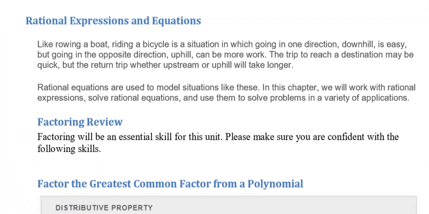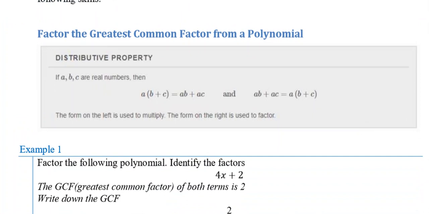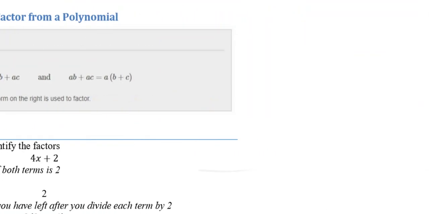So okay, I'm going to go through examples kind of quick. Like I said, I'm going to leave this for you guys to look through, so make sure you look through it for reference if you're doing your questions. But I'm just going to do some of these examples. It says factor the greatest common factor from a polynomial. So that's one type of factoring. I'll give you guys a different example.